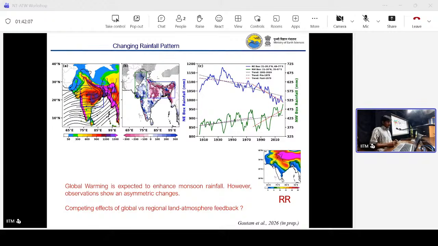A lot of research has been done to explain why this kind of behavior occurs. Global warming, as we heard in the morning lecture from Dr. Krishnan, is expected to enhance monsoon rainfall everywhere, because moisture is increasing and water holding capacity is increasing. But you have some asymmetry, and that indicates it is not a simple thing. There is a complex land atmosphere feedback, and probably there are competing effects between local and large scale external forcing, or global warming.